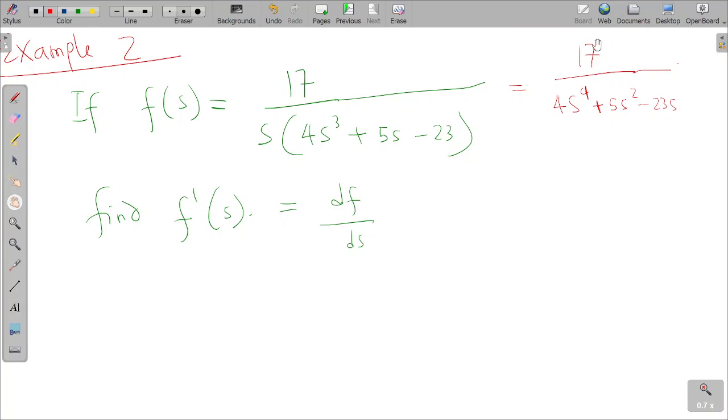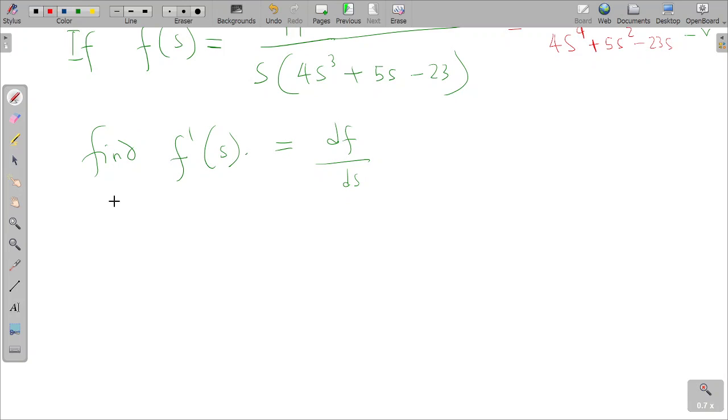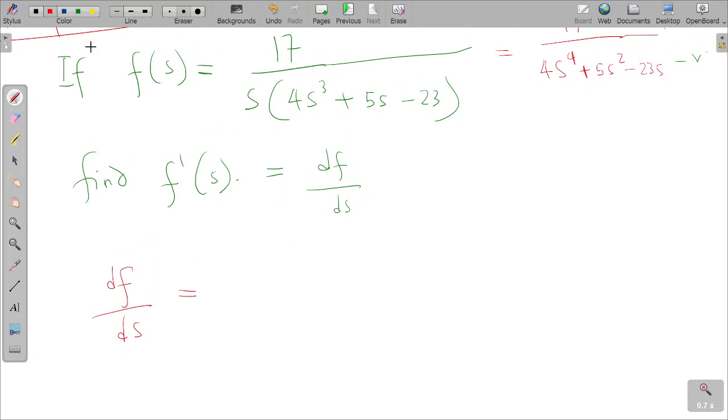Again, this will be our u and this will be our v. Let's derive that. Don't forget you are deriving the numerator first. So df over ds will now be given by deriving the numerator first, which becomes 0, multiplied by this one, not the derivative. Don't forget, we have already derived the numerator.